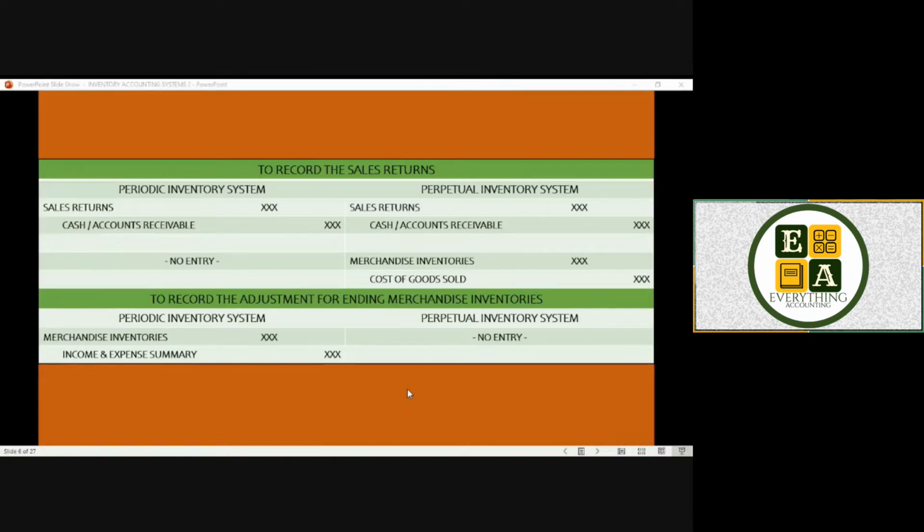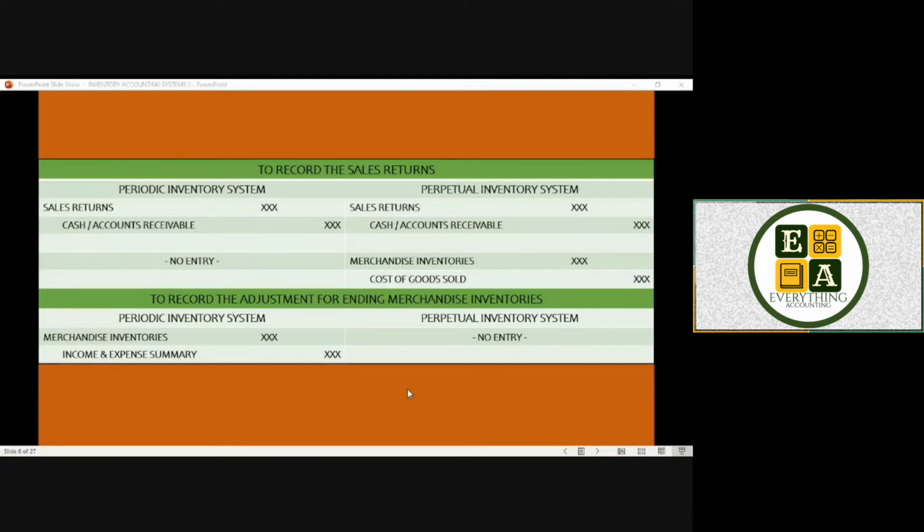So, may additional entry lang sa perpetual inventory system which is debit ng merchandise inventories and credit cost of goods sold. Yung nangyayari kasi dyan, binabawasan mo yung debit ng cost of goods sold na meron ka from the previous journal entry in recording the sale, then binabalik mo yung cost ng inventories na naibalik sa'yo ng customer. Then to record the adjustment for ending merchandise inventories, wala na pong journal entry si perpetual inventory system.